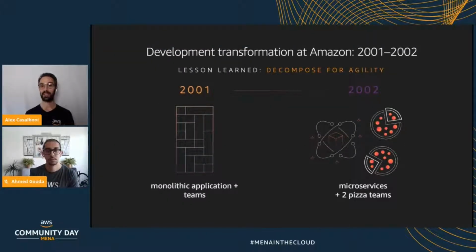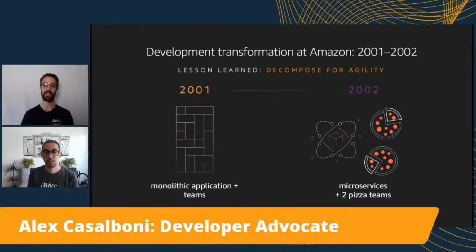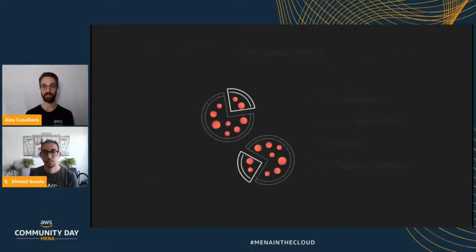This happened in the last 20 years or so, when we started moving from the concept of monolithic applications, having all these teams collaborate on massive code bases, towards microservices and what we call two pizza teams, meaning small teams that work independently from each other to gain agility and speed. This happened almost 20 years ago already, and a lot of AWS customers, and I would say cloud customers in general, have been adopting this kind of mindset.